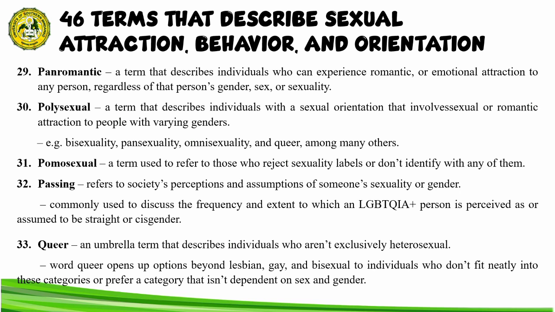Next, we have the polysexual. Polysexual is a term that describes individuals with a sexual orientation that involves sexual or romantic attraction to people with varying genders. Polysexual orientation includes bisexuality, pansexuality, omnisexuality, and queer, among many others.